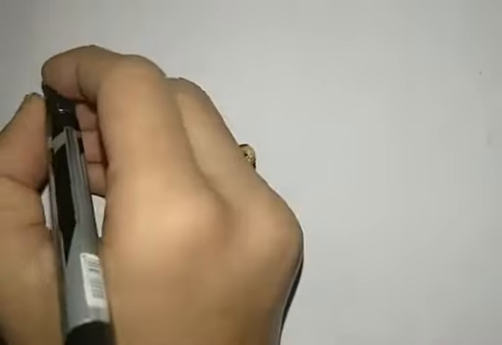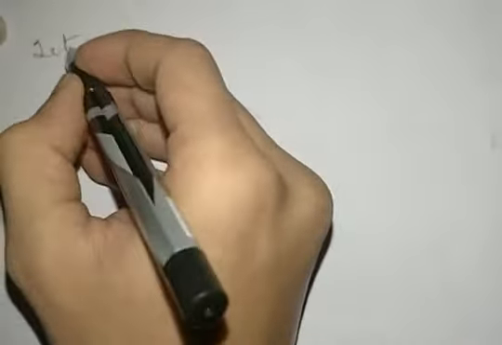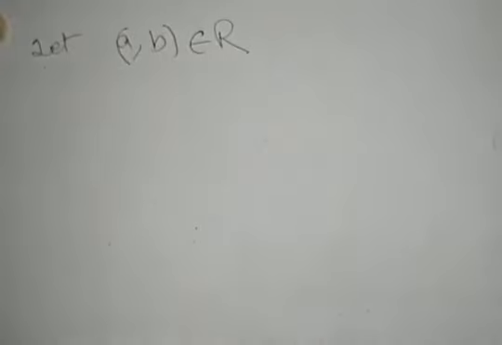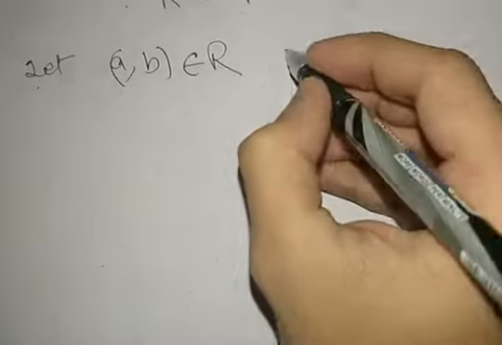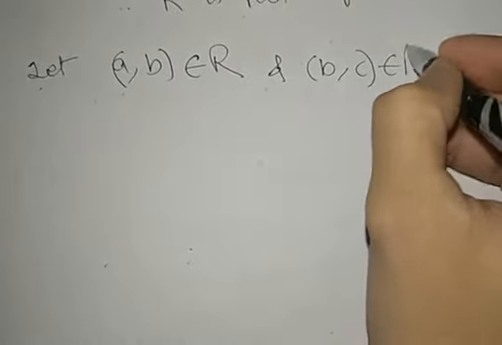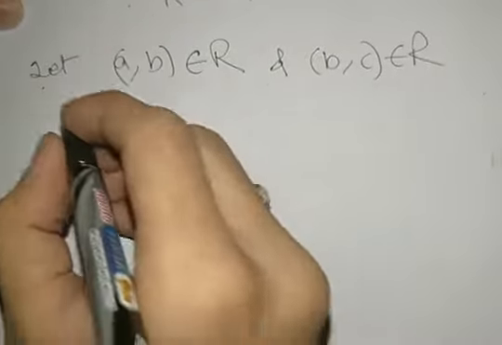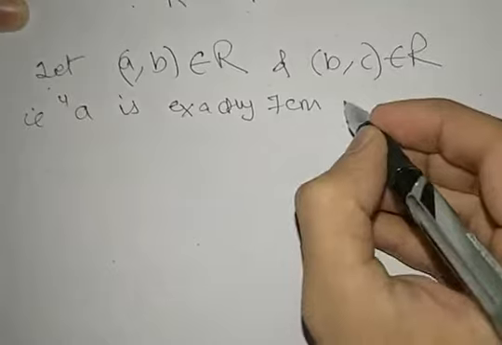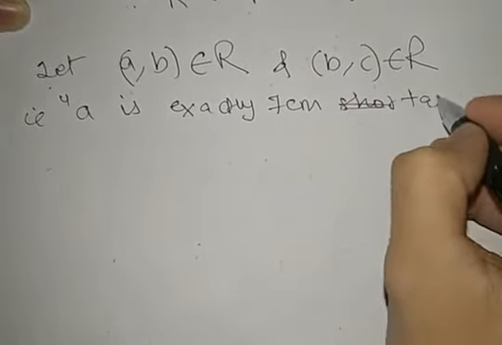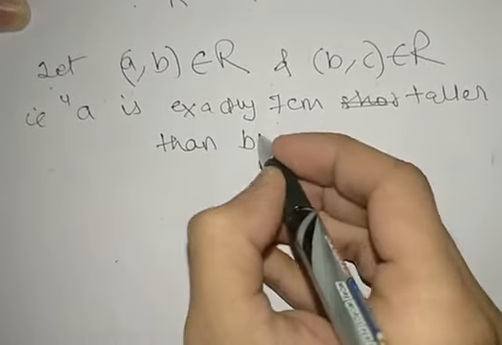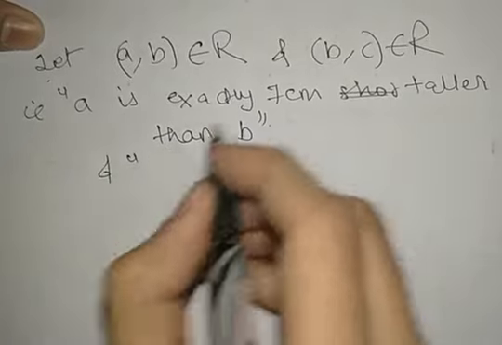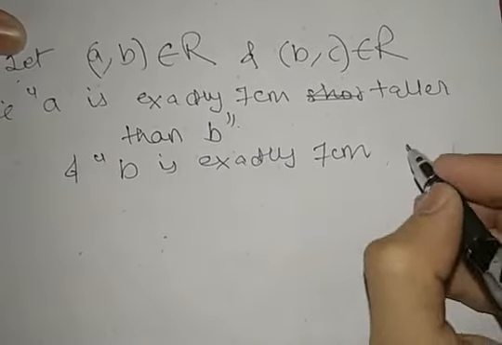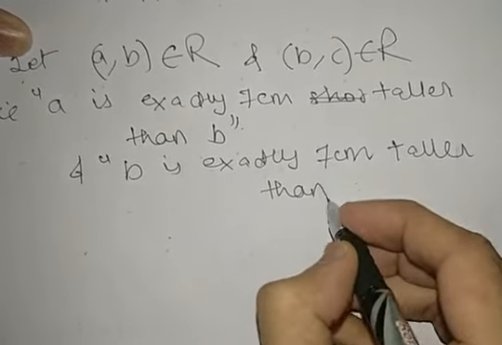Now suppose you take, let (A, B) belong to R. Okay, if you take this, and (B, C) belongs to R, then what this is, that is A is exactly 7 centimeter taller than B, and (B, C) belongs to R means B is exactly 7 centimeter taller than C.